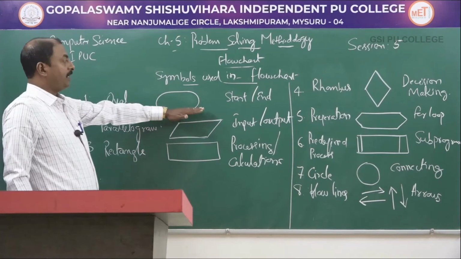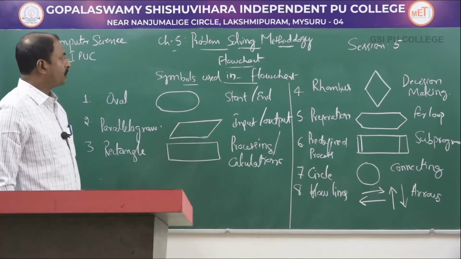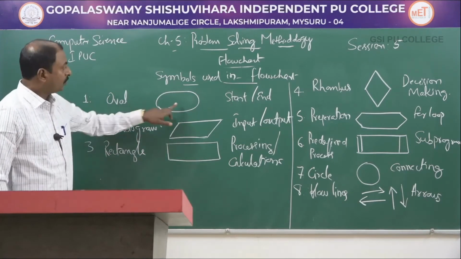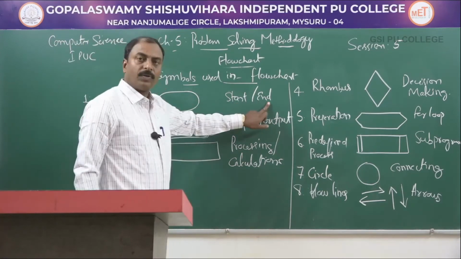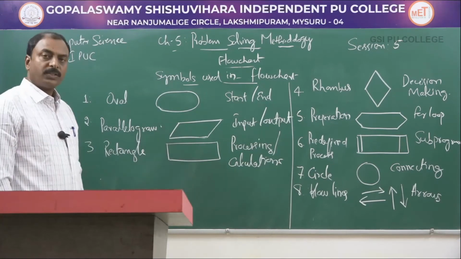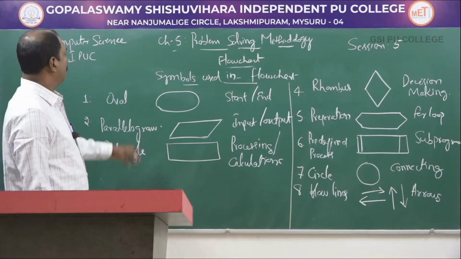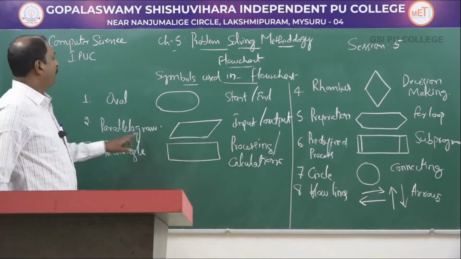Let us see the different geometrical shapes used in writing a flowchart. The first one is the oval. It is used to indicate the start and end of a flowchart, because every algorithm or flowchart has to start and has to be closed at a particular stage. We are using this oval shape to start and end a flowchart.